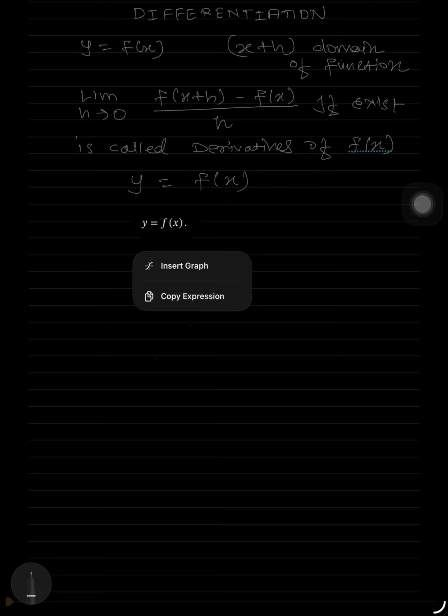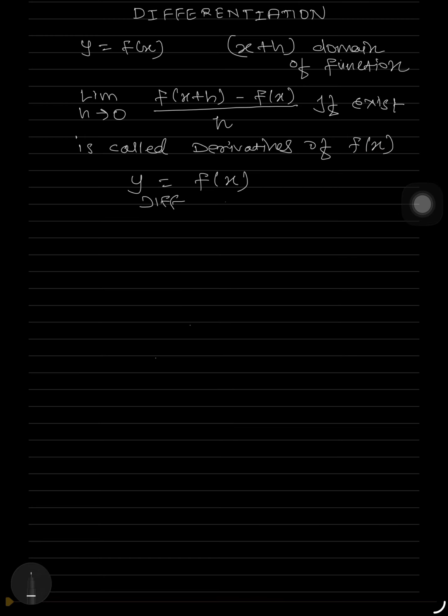So mainly, when we have to find the derivative, we represent y is equal to f of x. So we say differentiating with respect to x. Here x is the variable, so we can say dy by dx, or else we represent it as f dash x, or this y we can represent as y dash. So y dash is represented as a first order derivative.